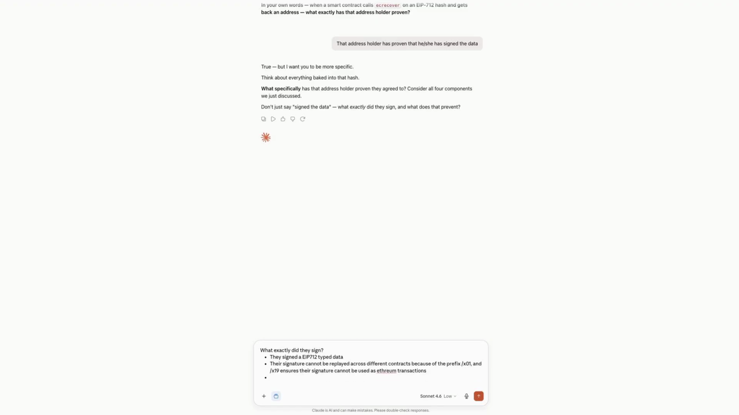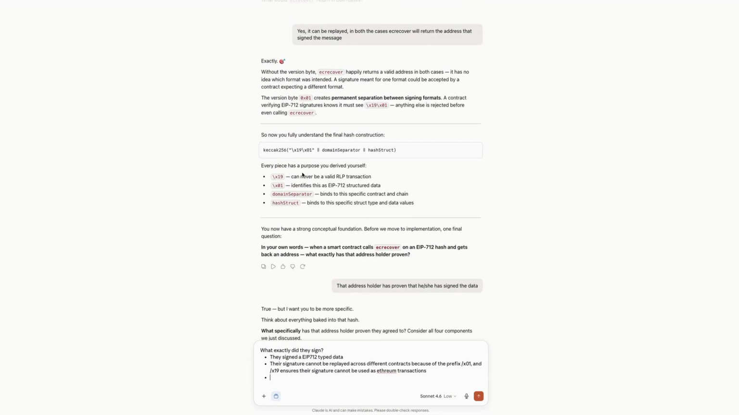Okay, here we have considered the structured data, that is EIP-712 typed data, then prefix 0x01, ensuring that signature cannot be replayed across different contracts, because 0x01 ensures the version part and 0x19 ensures that signature cannot be used as Ethereum transactions. And apart from that, what were the two other components?